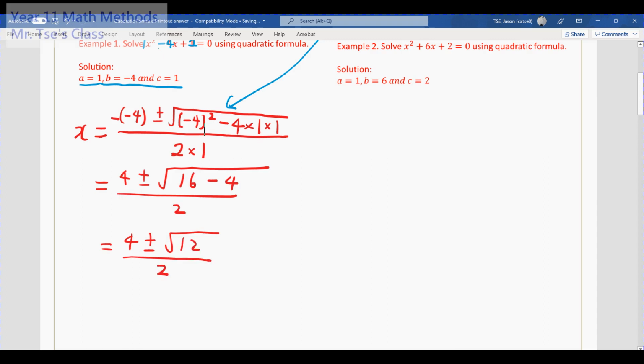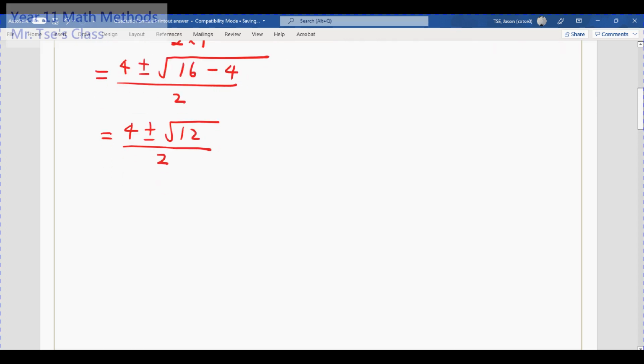So in year 10, we will just stop here. That's okay for year 10. But right now, you are year 11, so we need to do more. How can we do more?